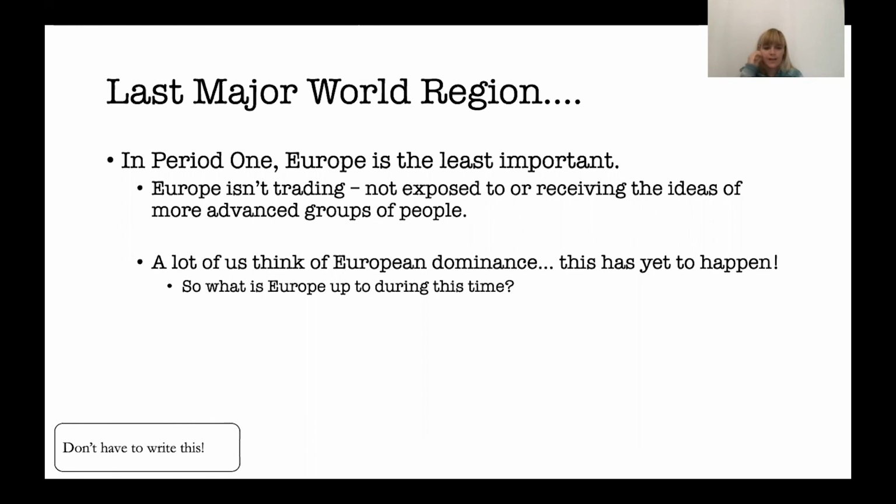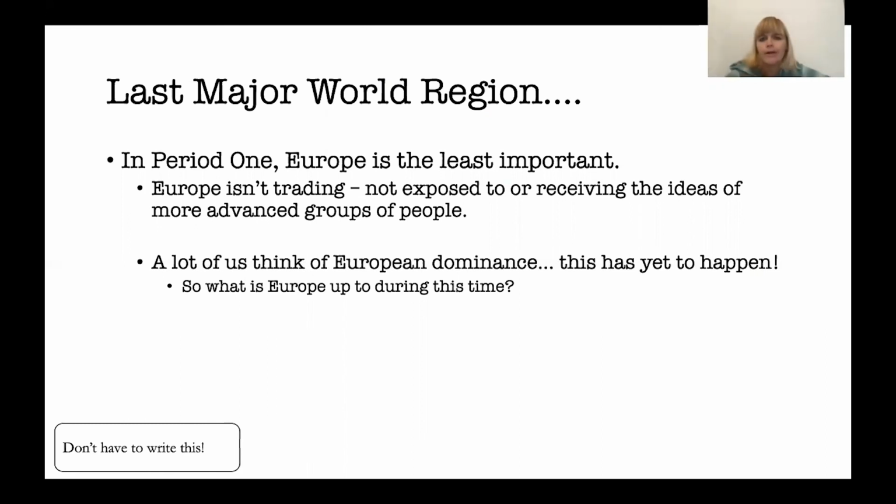They're not exposed to or receiving ideas from more advanced groups of people. Okay, so Europeans in France, for example, are not actively exposed to people from China or people from South Asia. Okay, so they're not engaging in this intercultural exchange of ideas and religions. So this is important. Okay, so a lot of us are going to think about this European dominance.